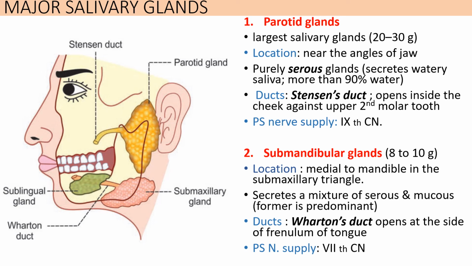Now then comes the second gland, that is the submandibular or submaxillary gland. It weighs around 8 to 10 grams and it is located medial to the mandible in the submaxillary triangle. The duct that carries the submandibular secretions is known as the Wharton's duct, that opens at the side of the frenulum of the tongue. The secretion of this gland is a mixture of serous and mucus. The serous part is more predominant here. The parasympathetic nerve supply comes from the seventh cranial nerve or the facial nerve.